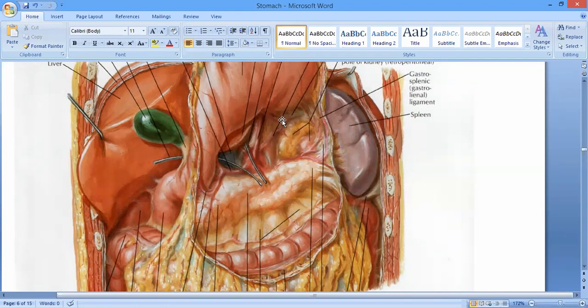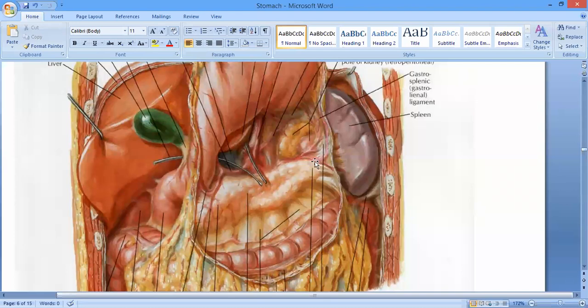Aur uske baad jo structures hain, kaun se hain? Of course, I told you this portion of the diaphragm over here. Then we have got the upper portion of the left kidney, and here you can see this yellowish structure. Kaun sa? This is the left suprarenal gland, present over the upper pole of the left kidney. Then we have got this structure, this is called the pancreas, right?